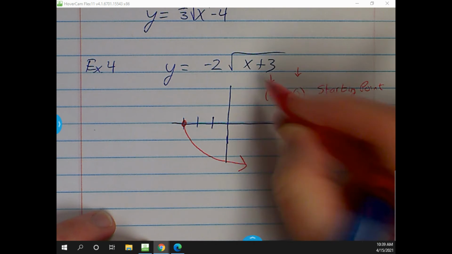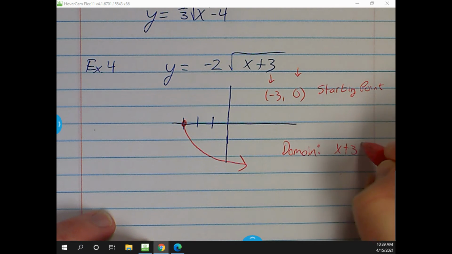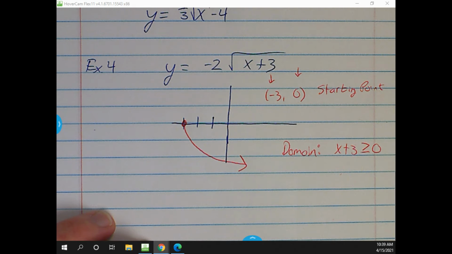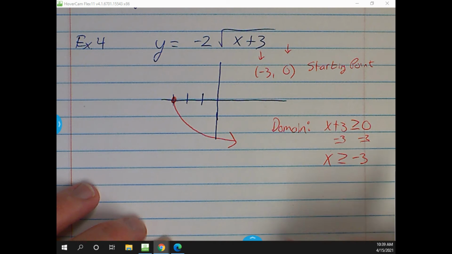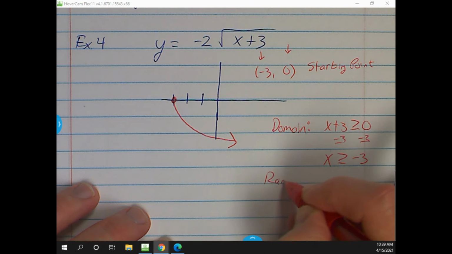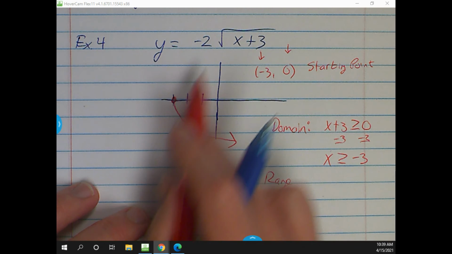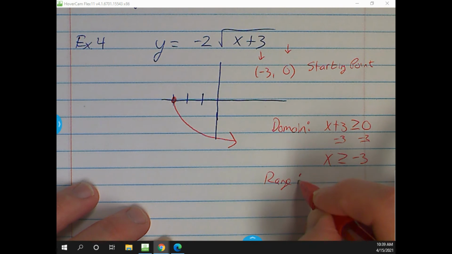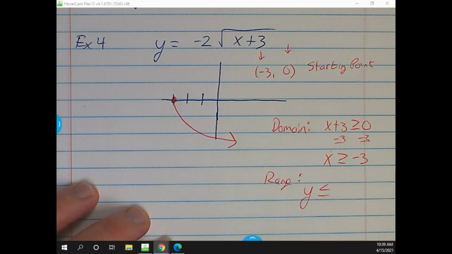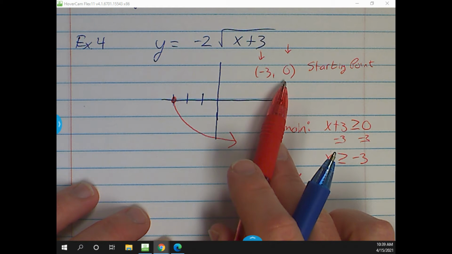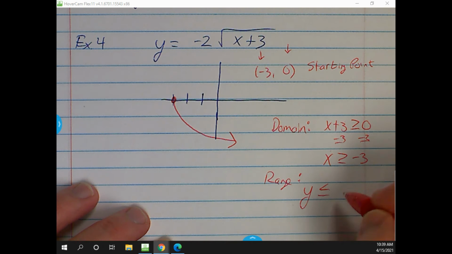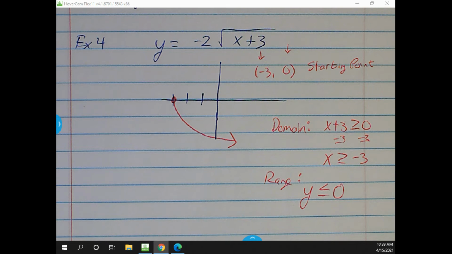So domain here would be x plus 3 greater than or equal to 0. We'll just subtract 3 from both sides. So your domain would be x greater than or equal to -3. And for the range, because it's negative, we're going to go less than. It's going to be y less than or equal to whatever the y value would be, which in this case was 0 from the starting point. So it's just going to stay y less than or equal to 0.